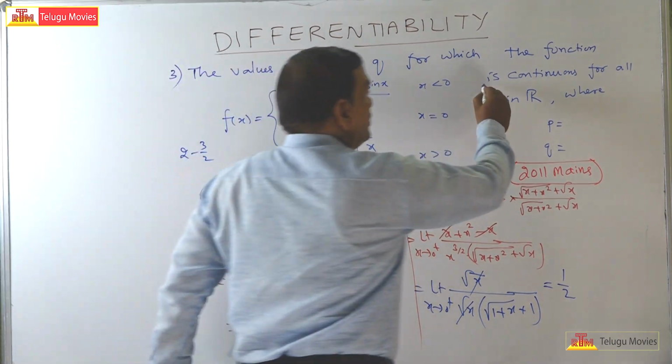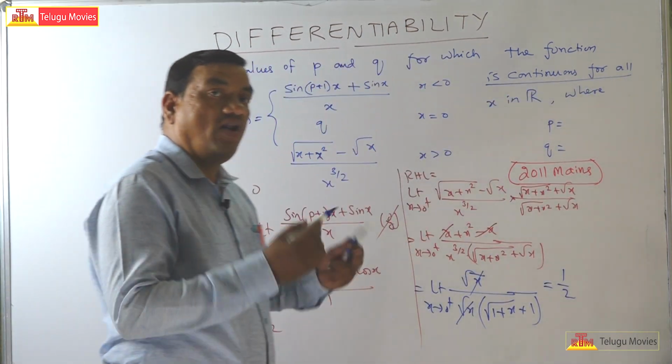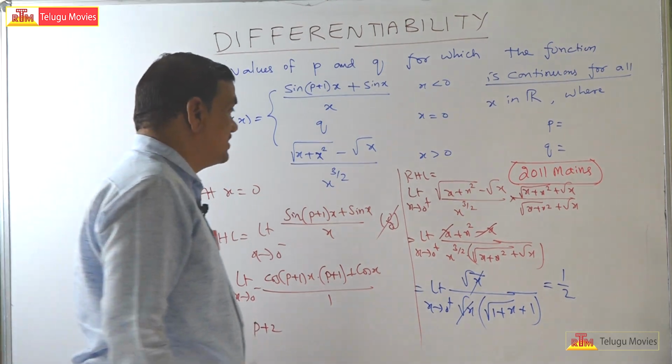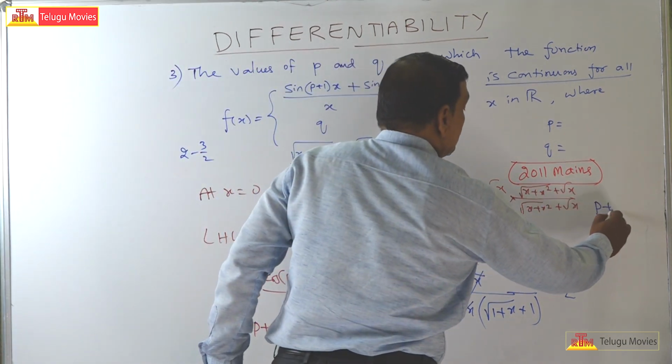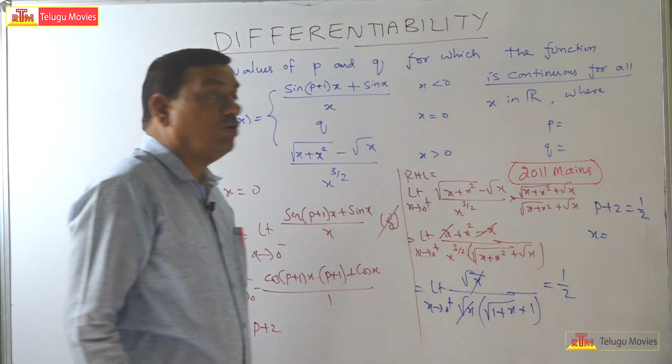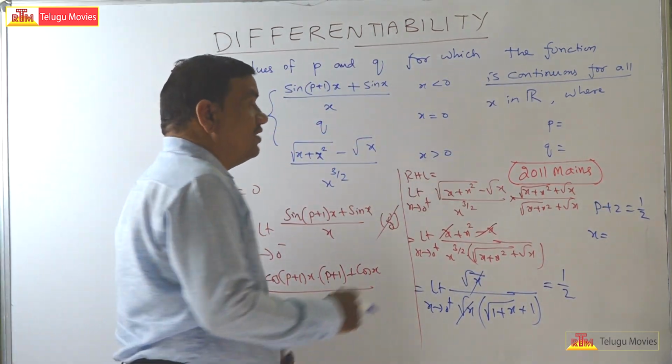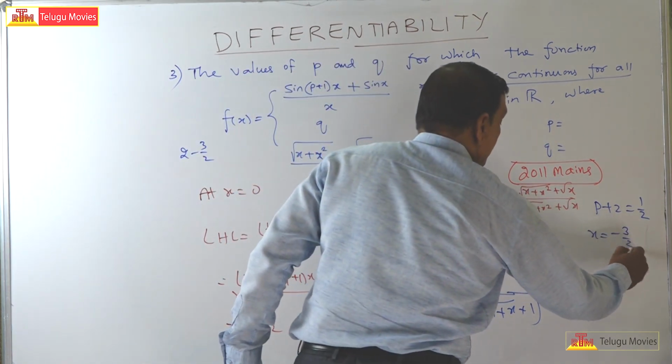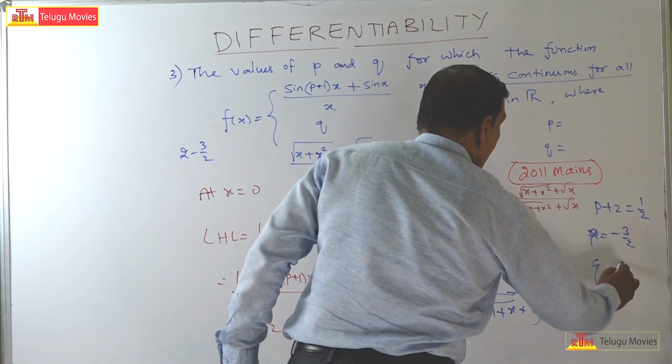Why is he saying continuous for all x in R? That means the left hand side derivative here, p plus 2, is equal to 1 by 2. So, p is equal to 1 by 2 minus 2, which is minus 3 by 2. P value is minus 3 by 2. Q value is 1 by 2.